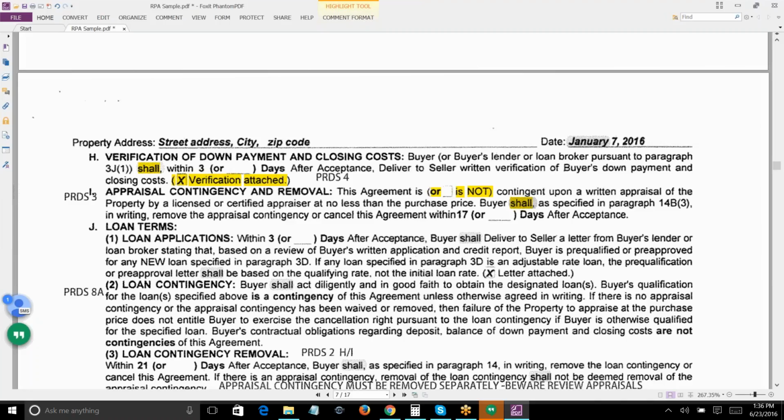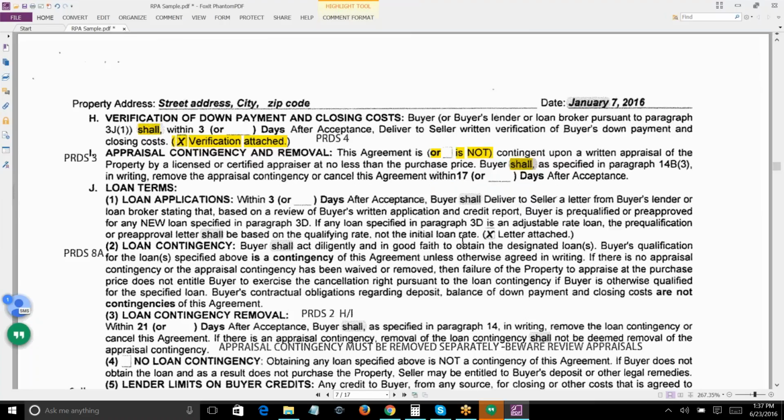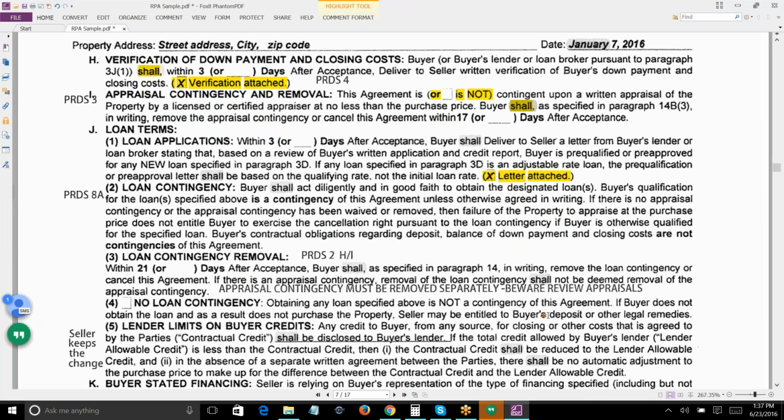You understand? The worst thing you could do is to check not contingent and not explain to the buyer what that means and what the worst case scenario is, right? And if they don't have the money to make up the difference, you have to put a lid on it, right? Does everybody get that? Price minus what they're willing to throw in, their maximum, whatever that is, that's the minimum for the appraisal. Loan applications, you ought to have a letter attached. If you don't have a letter attached, you're doing it wrong. They're not going to be able to buy the house.